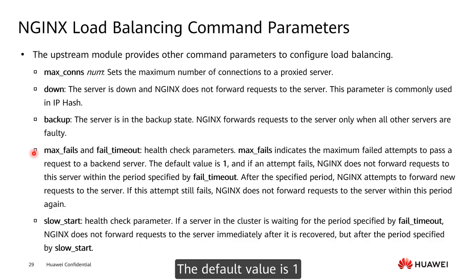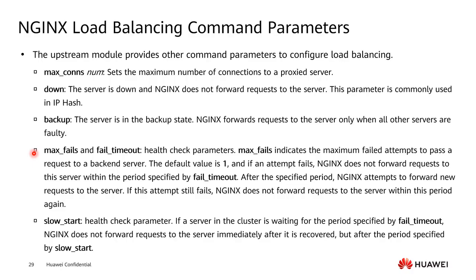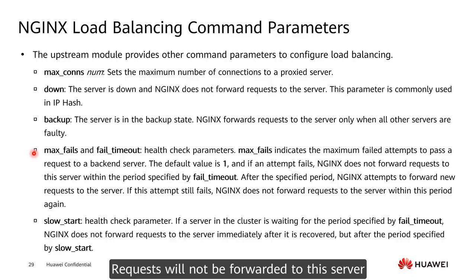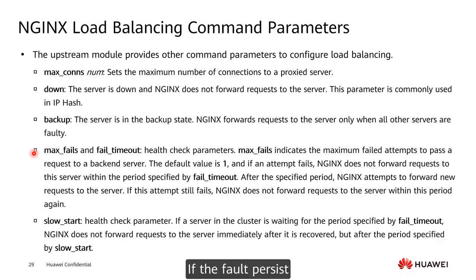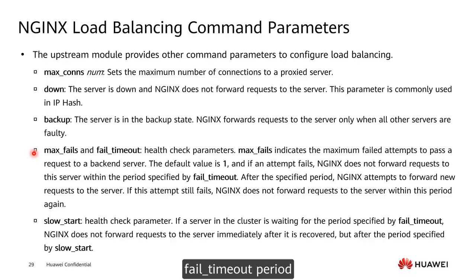The default value is 1. If the request fails once, Nginx, within the period specified by fail timeout, will not forward requests to this server. After the fail timeout period expires, Nginx attempts to forward new requests to the server. If the fault persists, Nginx does not forward requests to the server within the fail timeout period.